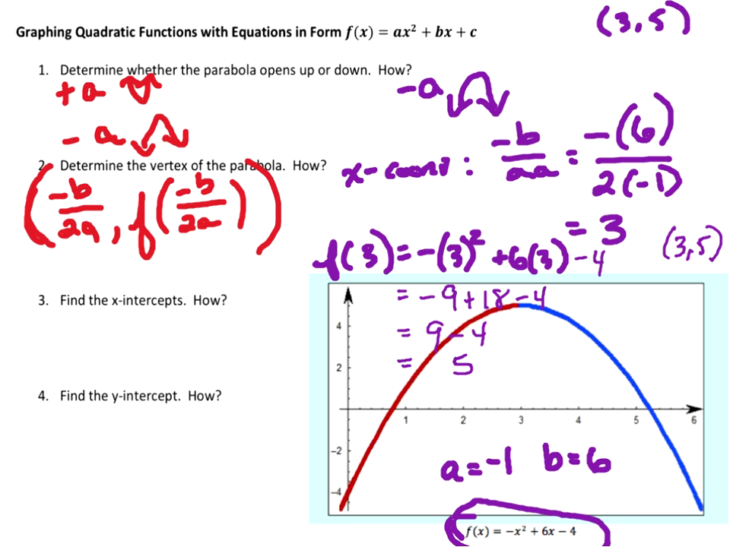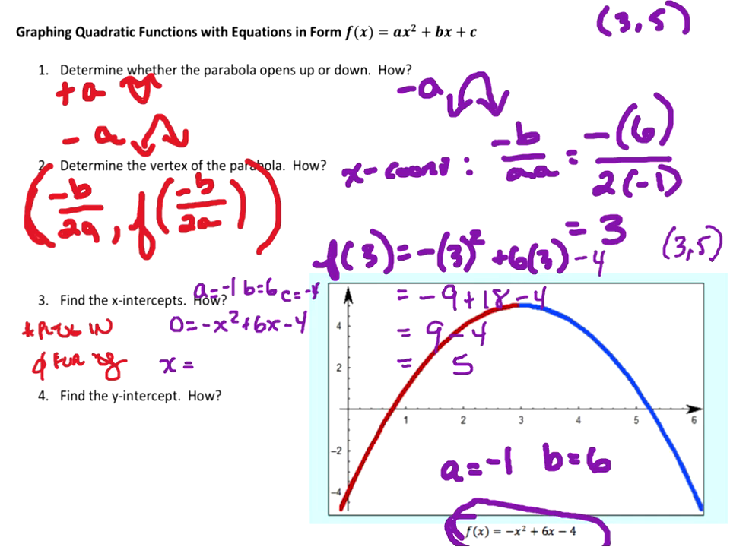You're going to find the x-intercepts and the y-intercepts the same way. So in general, for an x-intercept, plug in 0 for y. Okay. I'll do this one with the quadratic formula so that you can see what it would look like that way. So I have 0 equals negative x squared plus 6x minus 4. A is negative 1, B is 6, C is negative 4.